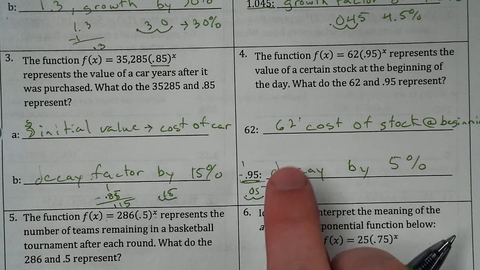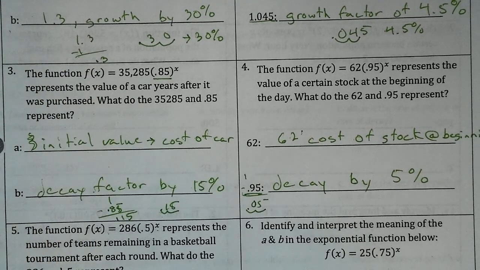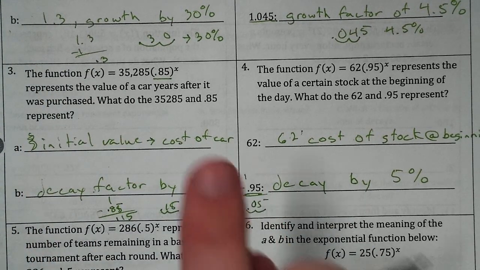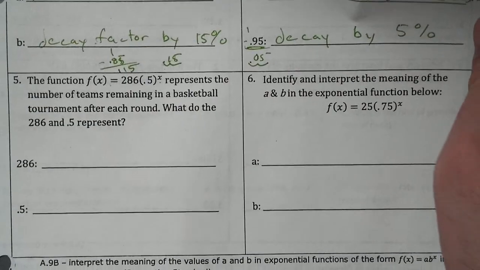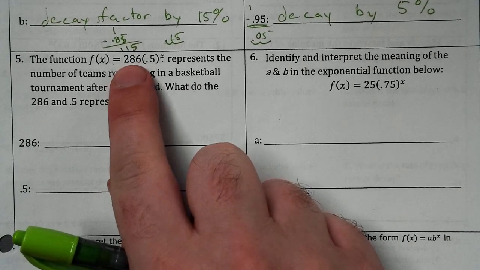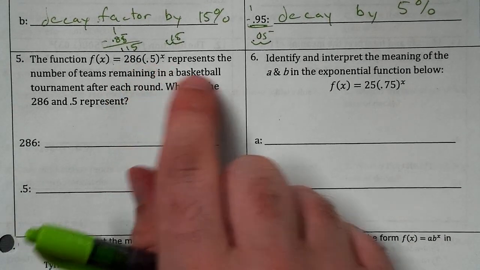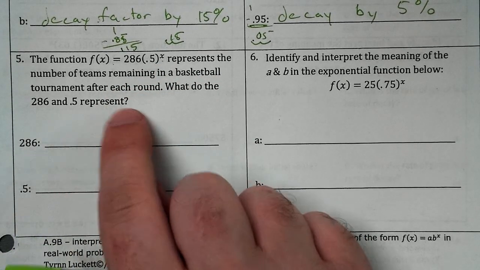Each time to determine the growth or decay, if it's a growth, if it's greater than 1, subtract 1. If it's a decay, if it's less than 1, subtract from 1. Let's do these two, and then we'll do the back on the other side. So the function 286 times 0.5 to the x represents the number of teams remaining in the basketball tournament after each round. What do these numbers represent?